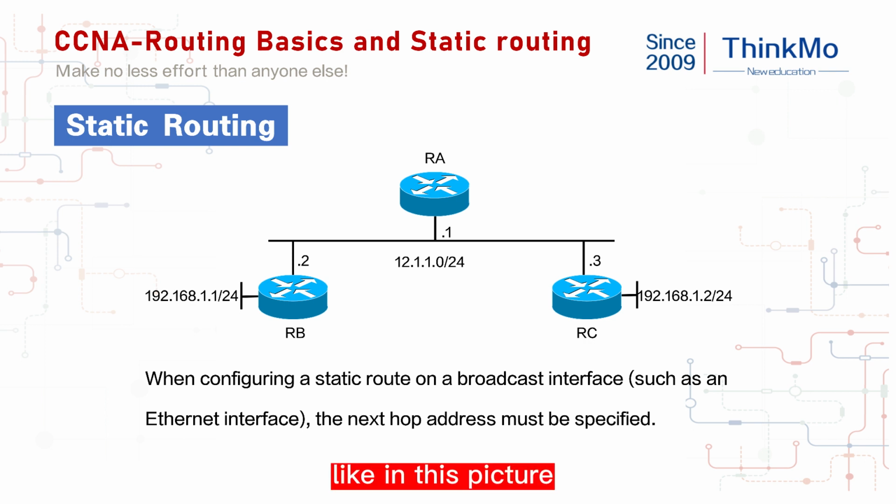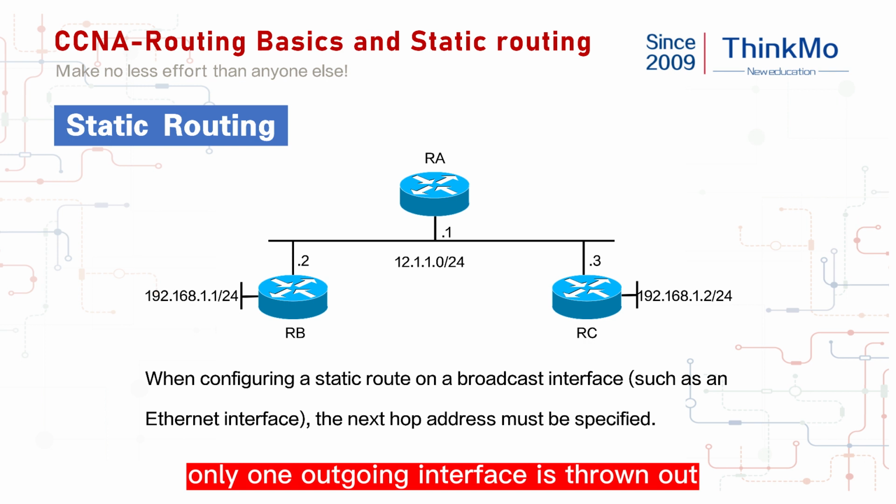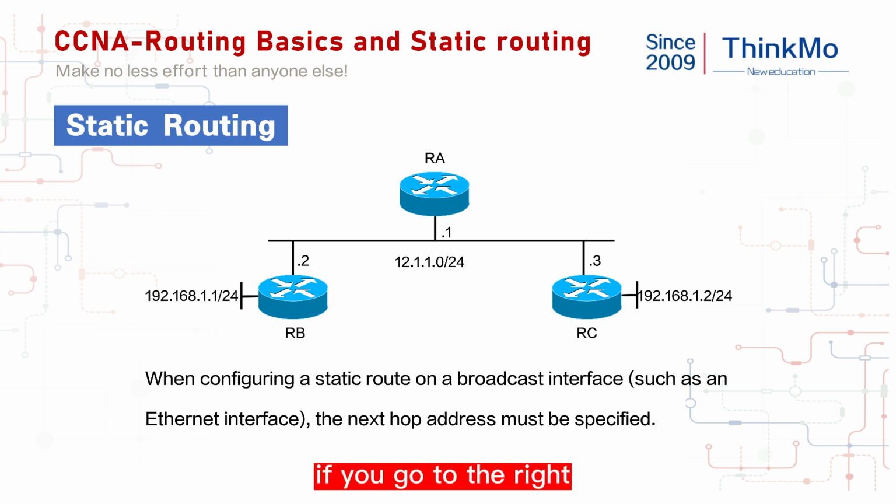Like in this picture, if I want to visit 1.1 now: if I go left, with good luck, the only outgoing interface works. If it goes to the right, the traffic will be blocked. So it creates problems. Since it creates problems, then why does this outgoing interface appear in our PPT? This is also a question.